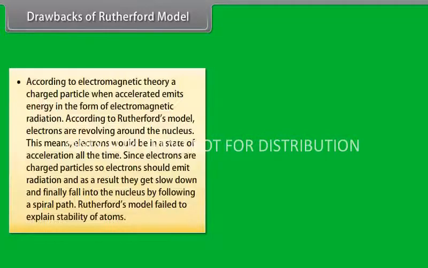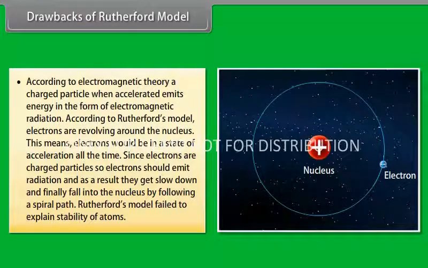Drawbacks of Rutherford model. Number 1. According to electromagnetic theory, a charged particle when accelerated emits energy in the form of electromagnetic radiation. According to Rutherford's model, electrons are revolving around the nucleus. This means electrons would be in a state of acceleration all the time. Since electrons are charged particles, they should emit radiation, and as a result, they get slowed down and finally fall into the nucleus by following a spiral path. Rutherford's model failed to explain stability of atoms.